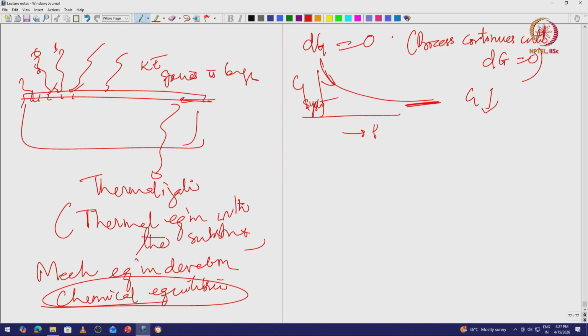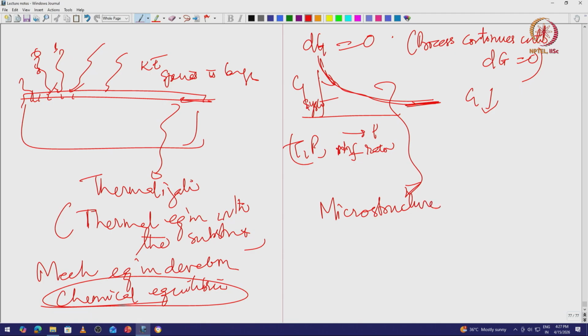Now at a given temperature, pressure, and some mass flow rate, the way this goes from here to here, right. So this tells me how, I can sort of say that this tells me how the microstructure of the material evolves towards an equilibrium microstructure, right.